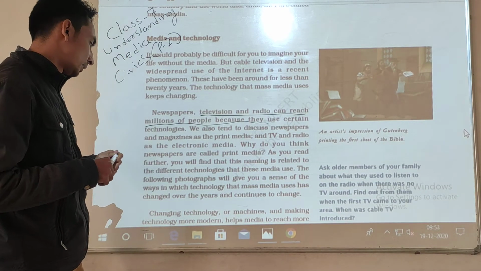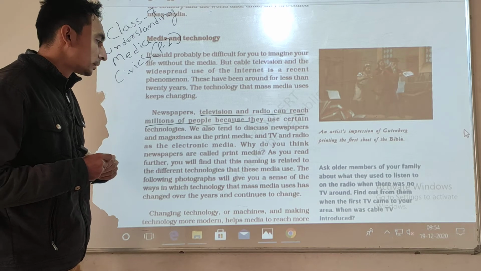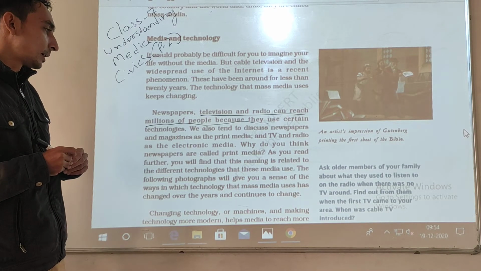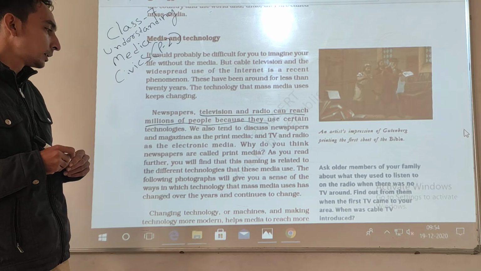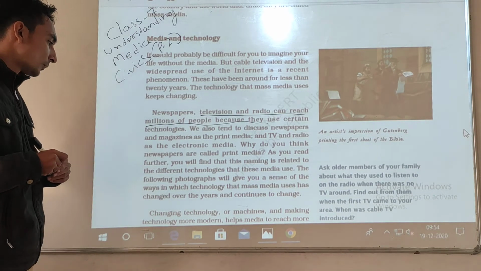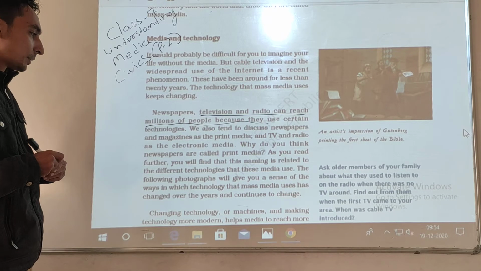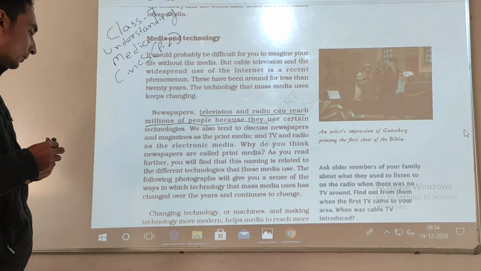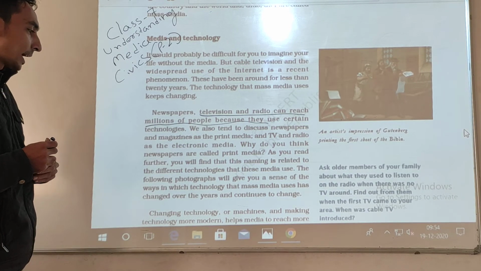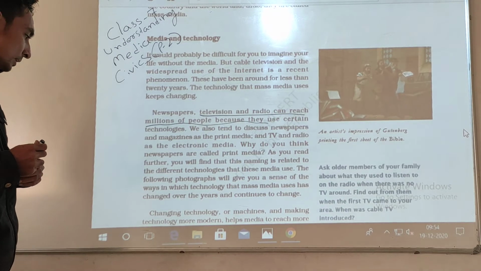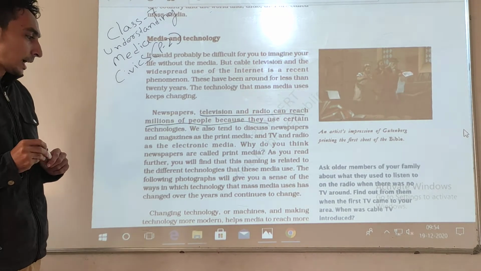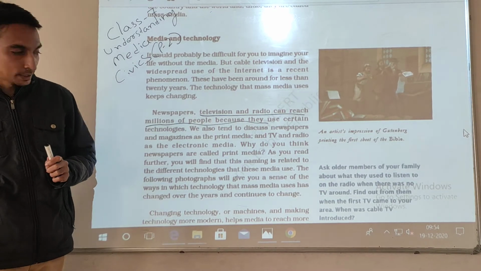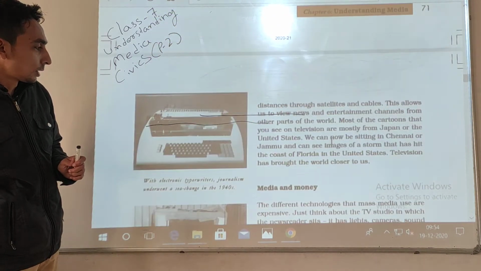As you read further, you will find that this naming is related to the different technologies that this media use. The following photographs will give you a sense of ways in which technology that mass media uses has changed over the years and continue to change. Now, what are those pictures?